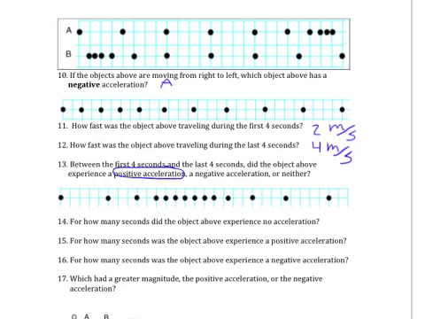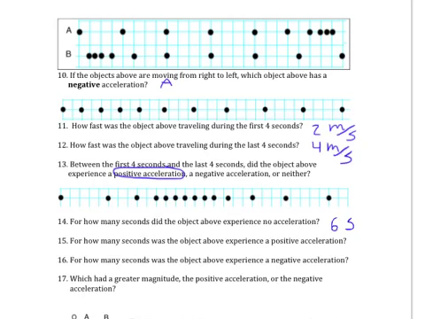14. For how many seconds did the object above experience no acceleration? If it's not accelerating, no acceleration means that the dots will be the same distance apart. So here they're changing their distance, here they're changing their distance, but here they're the same distance apart. So we have 1, 2, 3, 4, 5. For 6 seconds, it experienced no acceleration at all. That doesn't mean it wasn't moving. It just means it wasn't moving any faster or slower, or in a different direction. We'll treat that later.